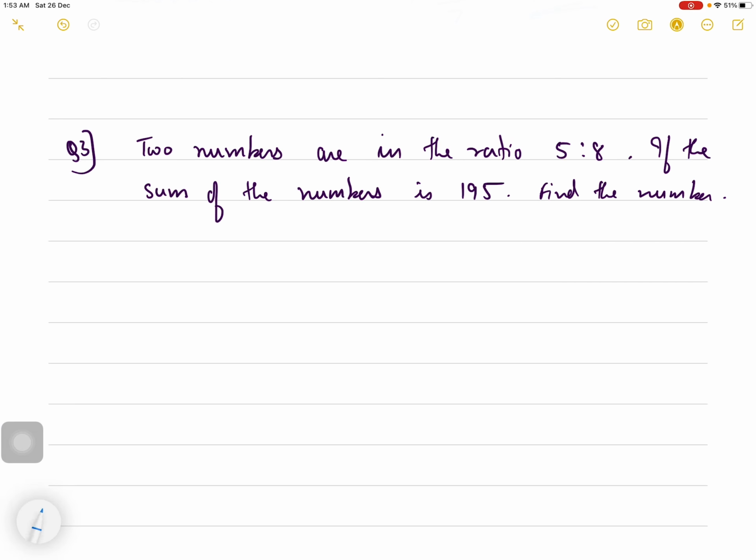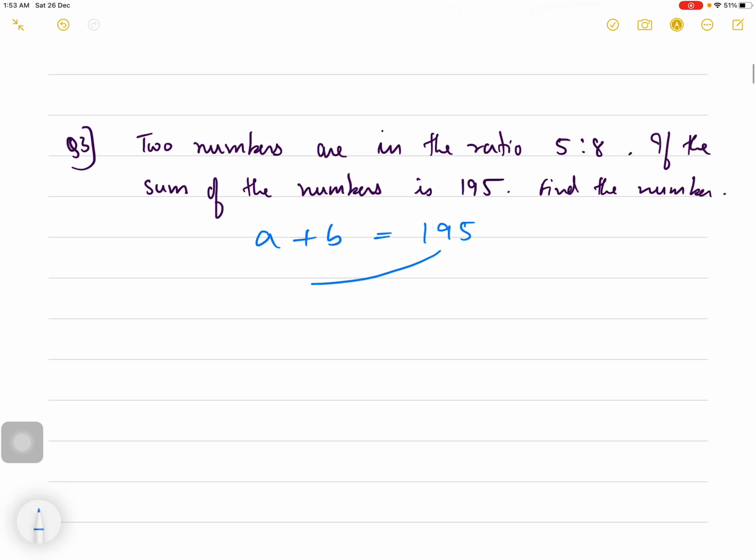Next problem of ratio. The two numbers are in the ratio 5:8, and the sum of the numbers is 195. Suppose A and B are the two numbers; when you total them, it comes to 195, and A and B are in the ratio of 5 and 8. So how do you solve this?